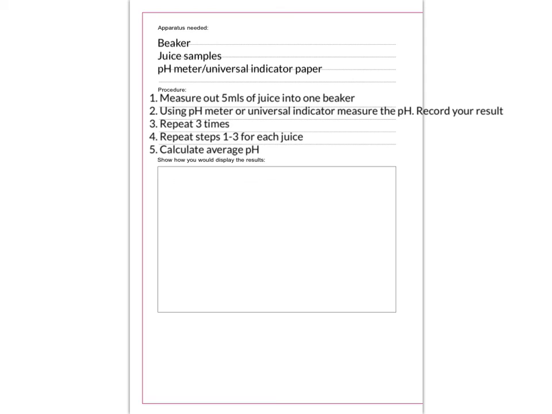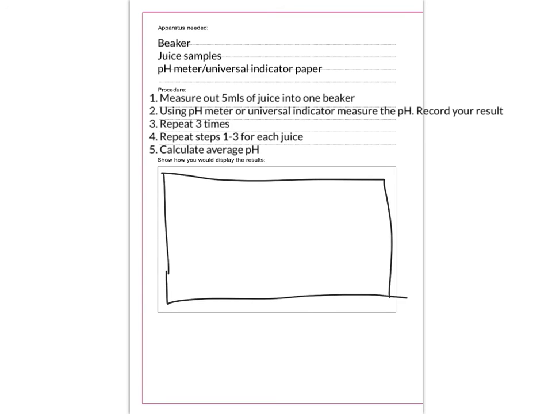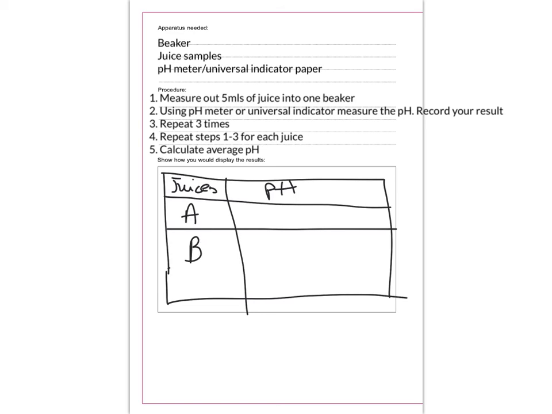Now, again, when you're drawing this, you would make sure that it's drawn much neater, but you might have your juices listed over here, your pH is over here. So we would have juice A, B, and C. That would be the first value you got for your pH, the second value, the third, and your final column would be your average.